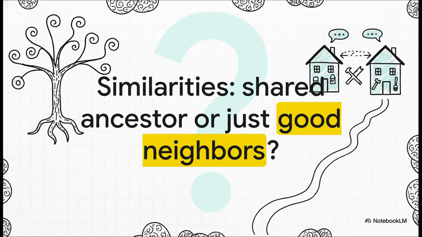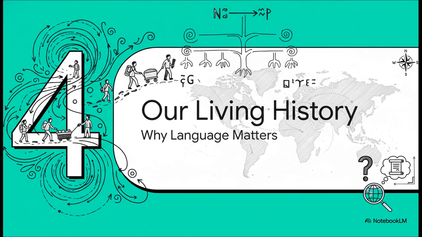I love the analogy here. It's like asking if 2 houses look alike because the same family built them, or because the neighbors just kept borrowing each other's tools and blueprints. So this is all a fascinating historical puzzle, right? But it's more than that. It's actually really important for us today. It gets to that big "so what" question. Why should we even care about these ancient language family trees?